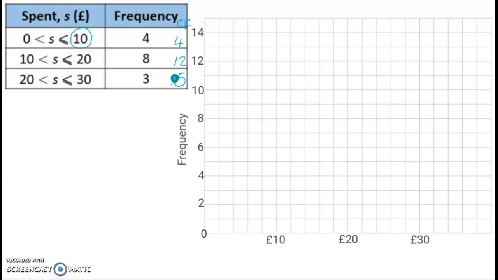So my upper bound is £10 on 4, £20 on 12, and £30 on 15. As the lowest spend was £0, I can also plot 0, 0 on this graph and join them up with a smooth curve.